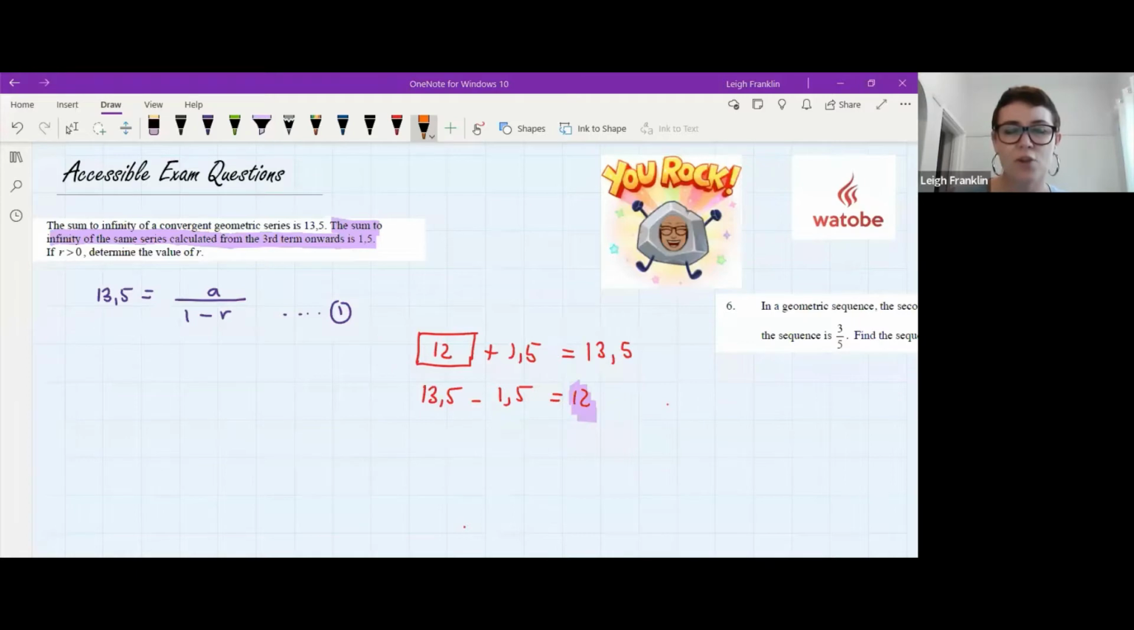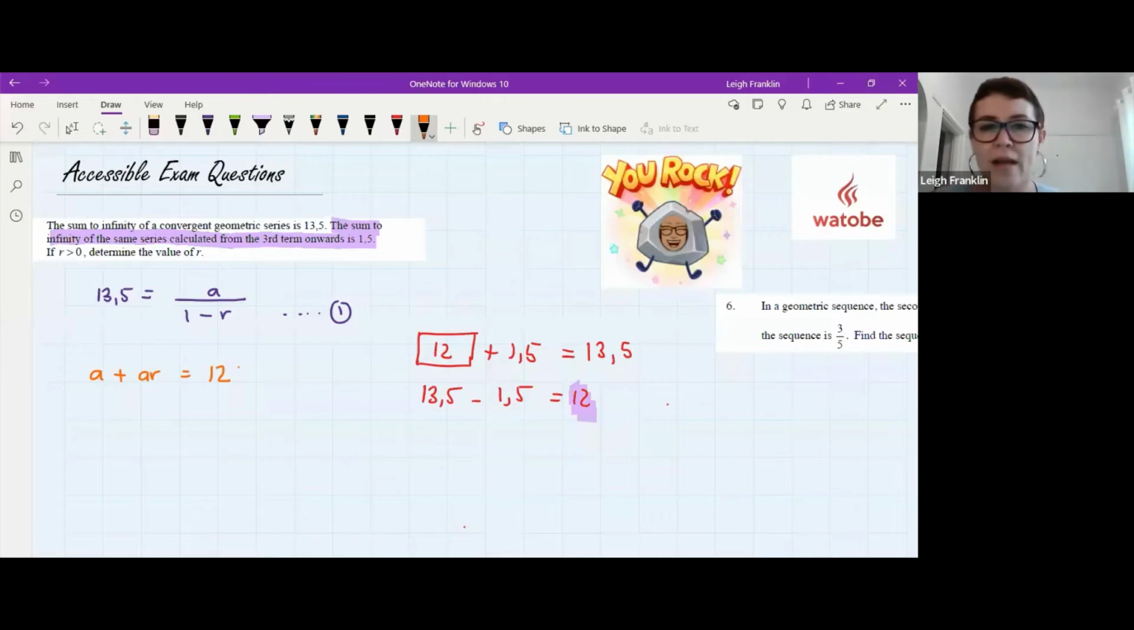How do I write the first term of any pattern? I write it as A, 100%. Lovely, thank you. And how am I going to write the second term of a geometric series? AR. Beautiful, good. And now the second one is AR. So the sum of the first two terms, in other words, A plus AR is 12.